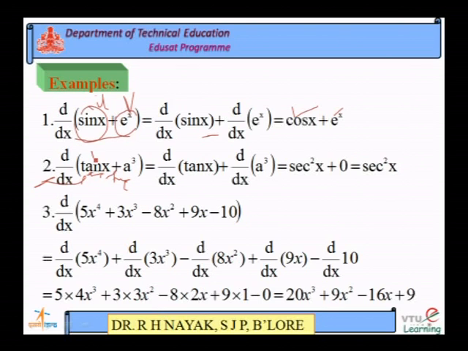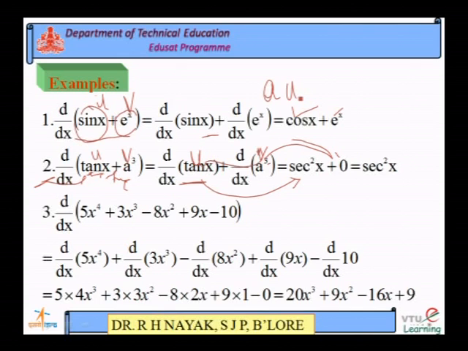Tan x is taken as u and a is taken as v. According to the rule, differentiation of u, differentiation of v. What is differentiation of tan x? Differentiation of tan x is secant square x. Differentiation of a cube is 0, because a square, a cube, they are treated as constants. They are all constant.